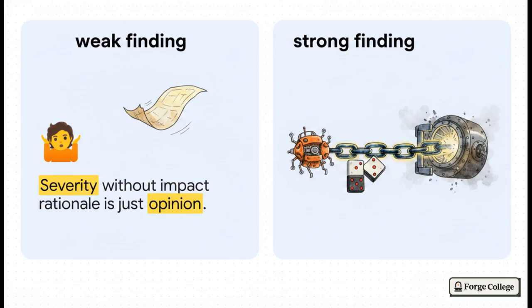Conversely, a strong finding provides severity with an impact narrative. This is where you establish a clear, undeniable causal chain from the root technical bug directly to the attacker's benefit and finally ending at the devastating business consequence. That narrative right there, that is what transforms a casual observation into a highly actionable, high-priority fix.